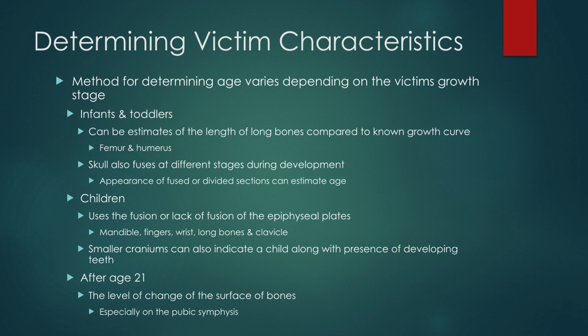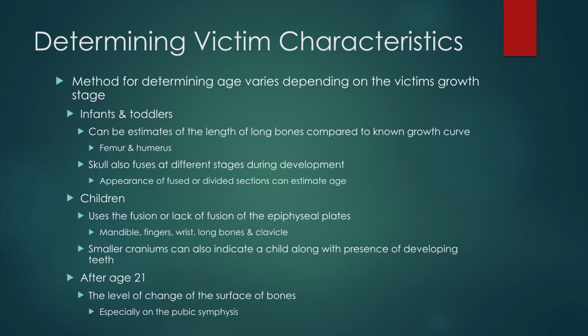There is a method for determining the age, and it's basically looking at the growth stages. If we are looking to identify whether it's an infant or a toddler, it could be estimated by the length of the bone compared to the growth curve. Typically they look at long bones, femurs, humerus. In the skull of an infant and a toddler, there are going to be different stages of fusing between the different bones in the skull. The appearance of a fused or divided section can help to estimate that age.